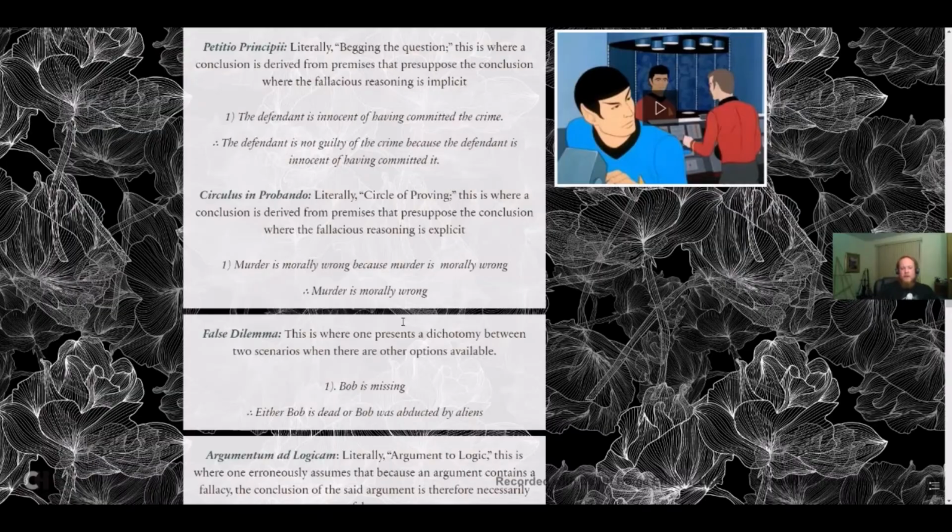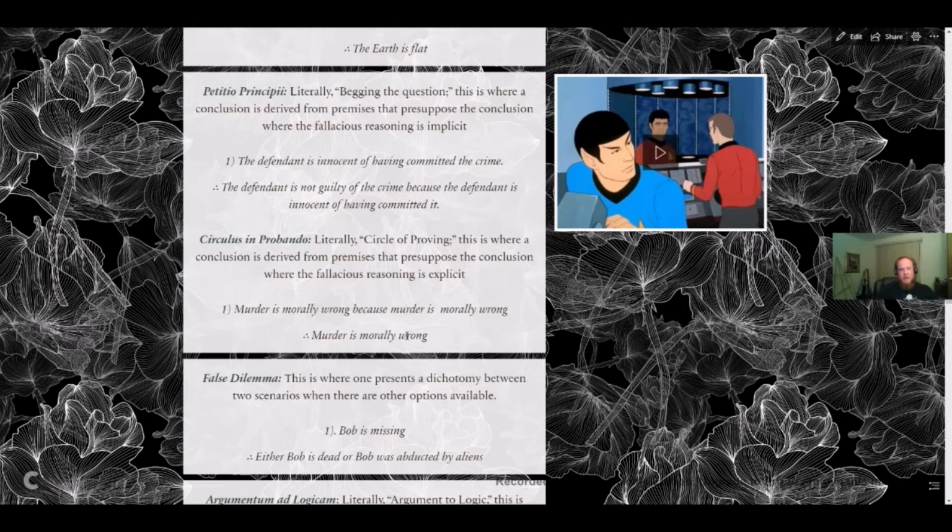The next two are kind of cousins of each other. Petitio Principii and Circulus in Probando. Both of these are examples of circular reasoning, where you're basically saying the same thing twice. I distinguish between them by saying begging the question, or Petitio Principii, is where you've already assumed what you want to say, therefore you're not proving anything, and it's kind of implied. You're kind of hiding it in begging the question.